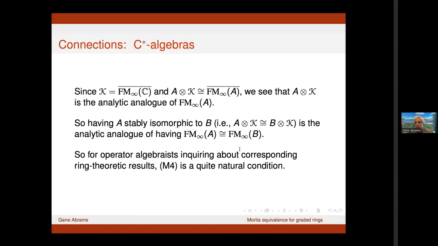So for the C-star algebra folks, even though for the ring theory folks this initially was not really a comfortable or maybe important condition, to have an isomorphism between the FMs, from the C-star algebra side that actually turns out to be one of the more interesting entry points into this notion of Morita equivalence.